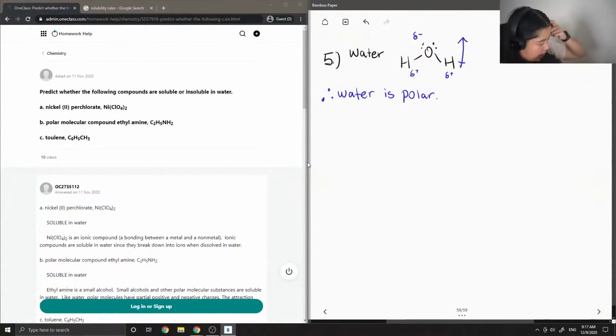So this helps us answer the questions because compounds that are also polar will be soluble in water, and compounds that are nonpolar will be insoluble in water. So a rule that can help us remember this is that like dissolves like.